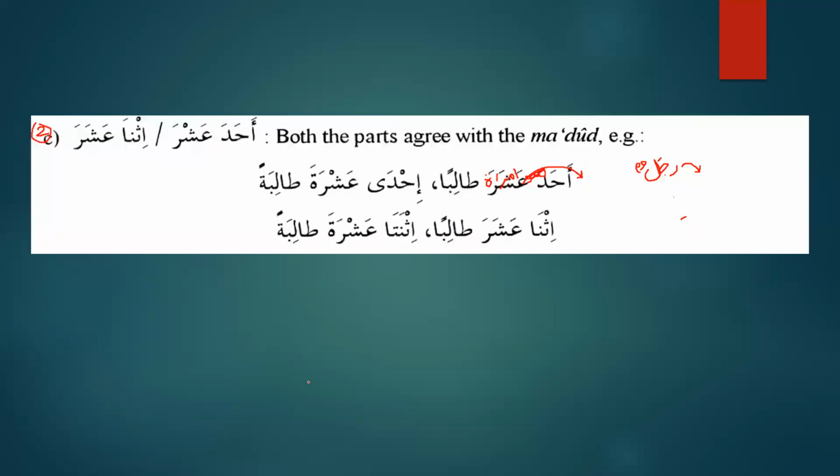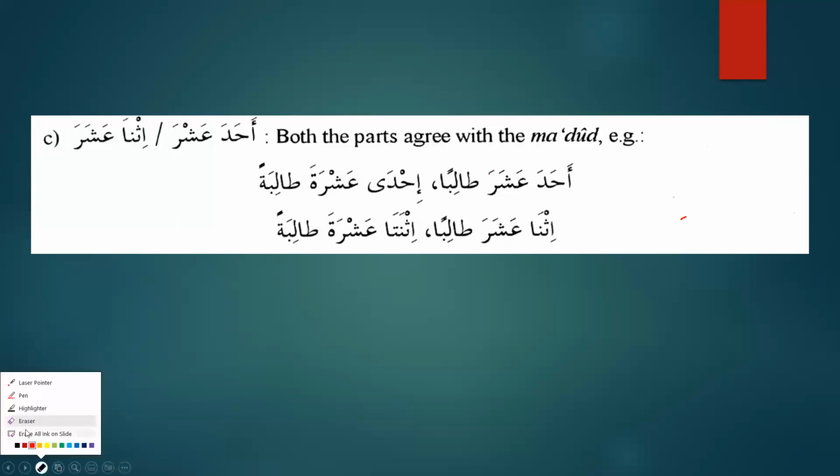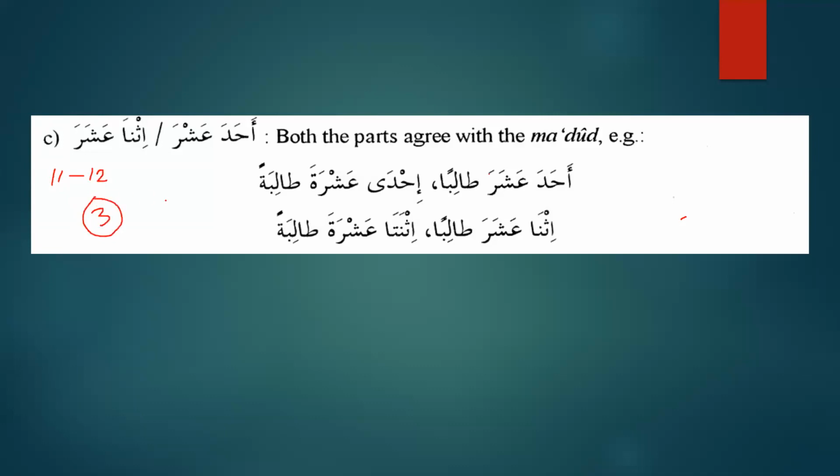Now we move on to group number 3. In group number 3, what do we have? We have numbers from 11 to 12. We learned earlier in the beginning of the lesson that 11 to 12 are equal in number and gender. So whatever the gender of the Ma'dud is, it has to be the gender of the Adad. We have learned about it already, so I believe we can move on to the 4th group.